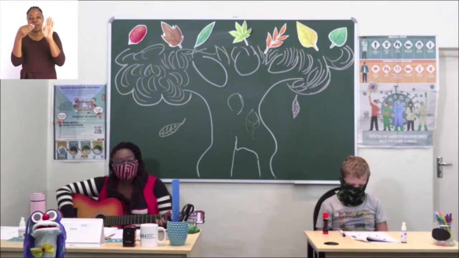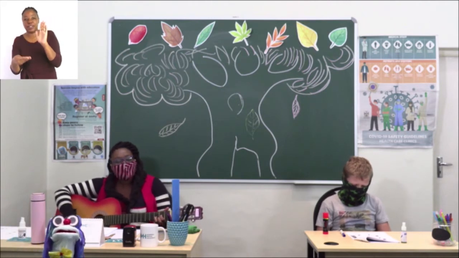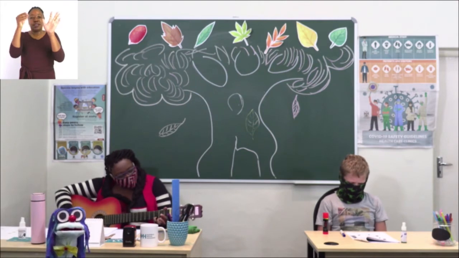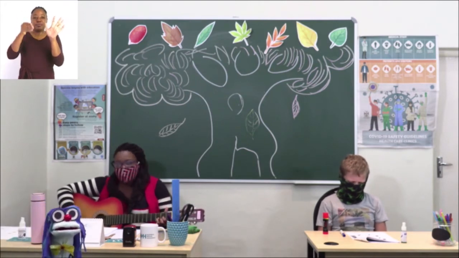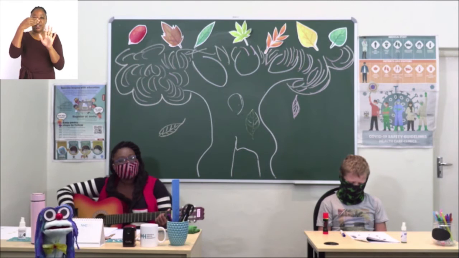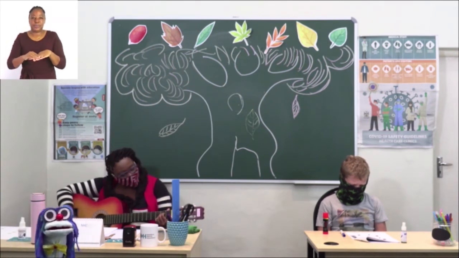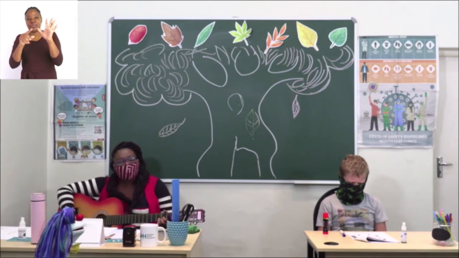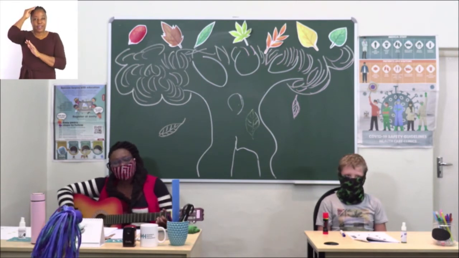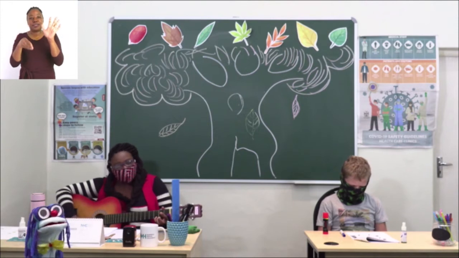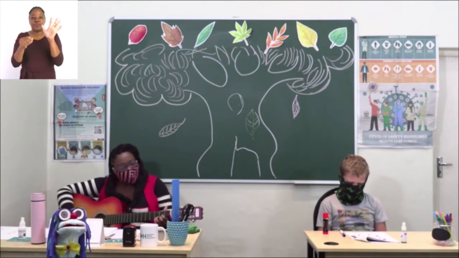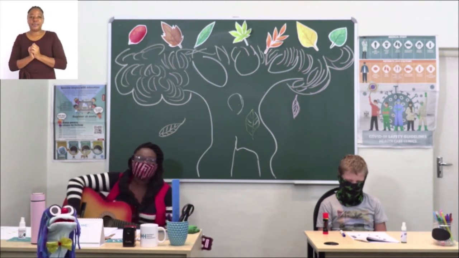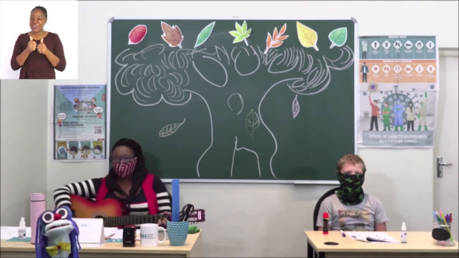Leaves are falling, leaves are falling. One fell on my nose. Leaves are falling, leaves are falling. One fell on my toes. Leaves are falling, leaves are falling. One fell on my head. Leaves are falling, leaves are falling. Yellow, orange, red.